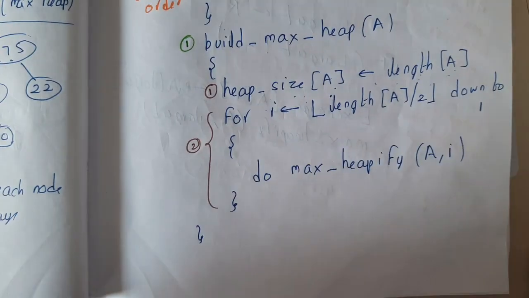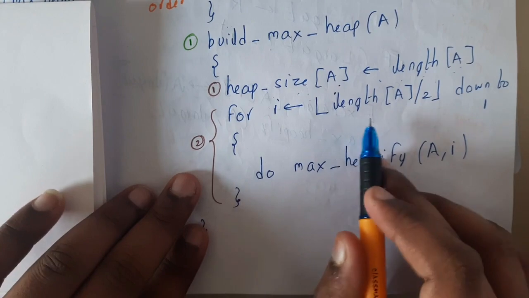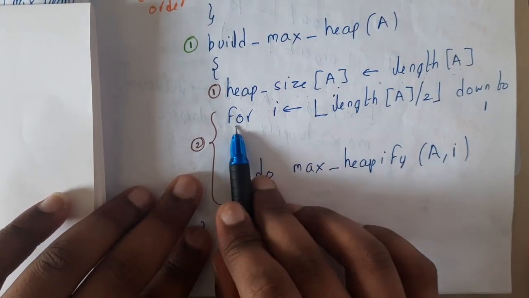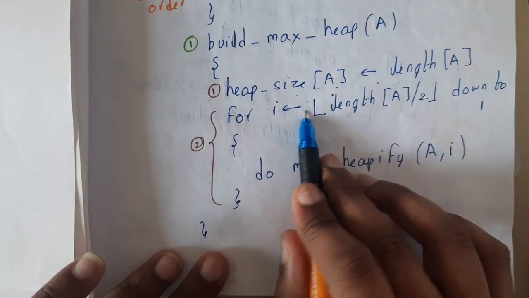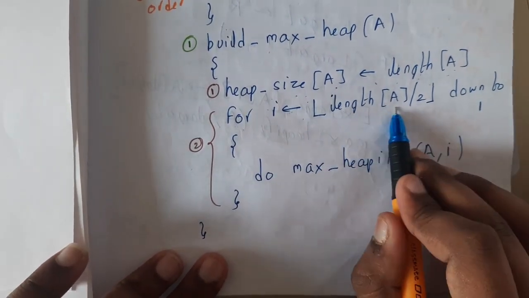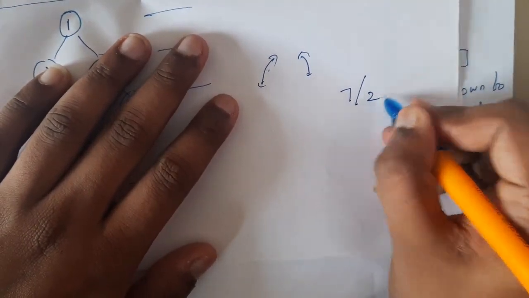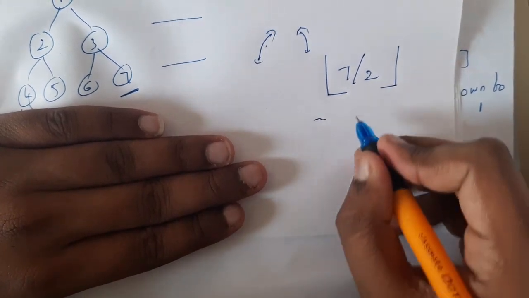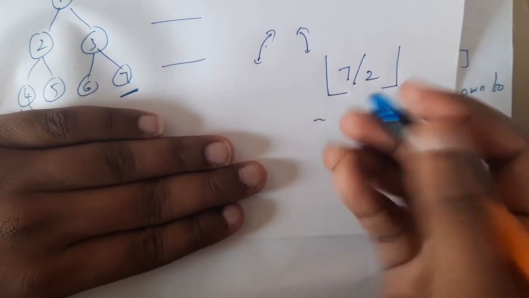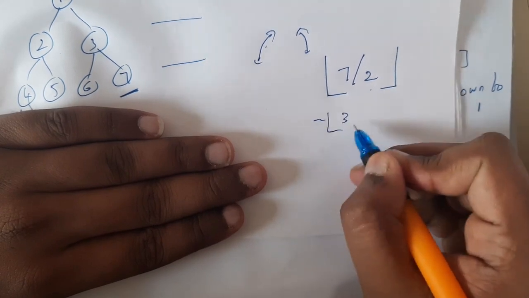So how will you identify whether there are no children? For that we will be using this, guys. For i equals, in pseudocode we use these kinds of symbols, floor of length of A by 2. So length of A is 7, 7 by 2 with the lower bound, remember that. If we have only 7 nodes or 7 elements in an array, 7 by 2 is nothing but 3.5.